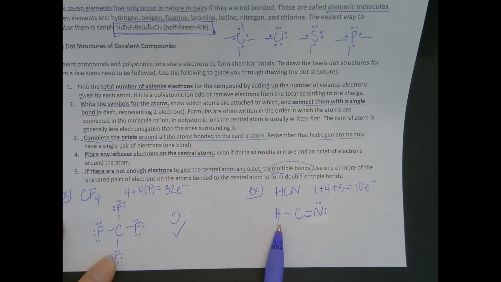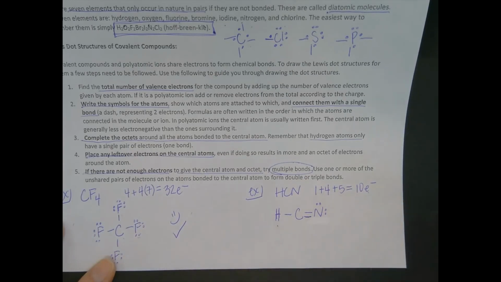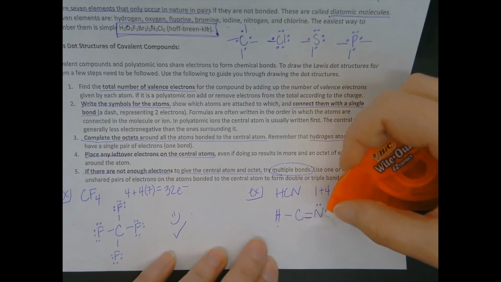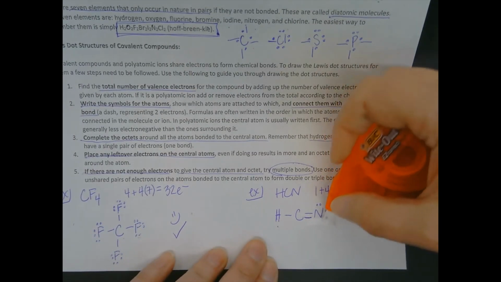So now let's double check. Hydrogen is still good. Nitrogen is still good. Still has 8. 2, 4, 6, 8. And carbon now has 6, so we're making progress, but carbon's still not happy. So what are we going to do? Just take another pair of electrons and put it in a bond. So I'm going to take this next pair of electrons.